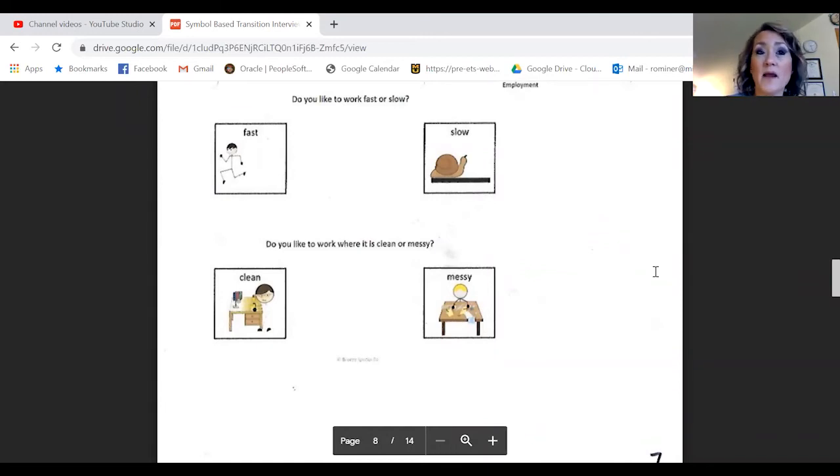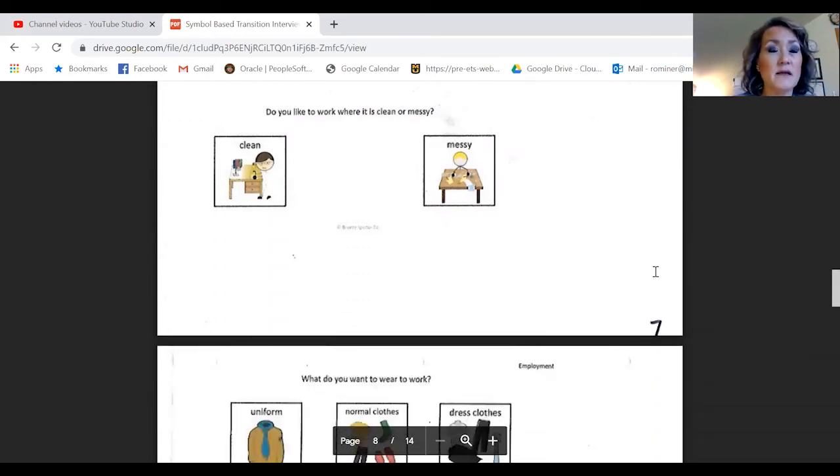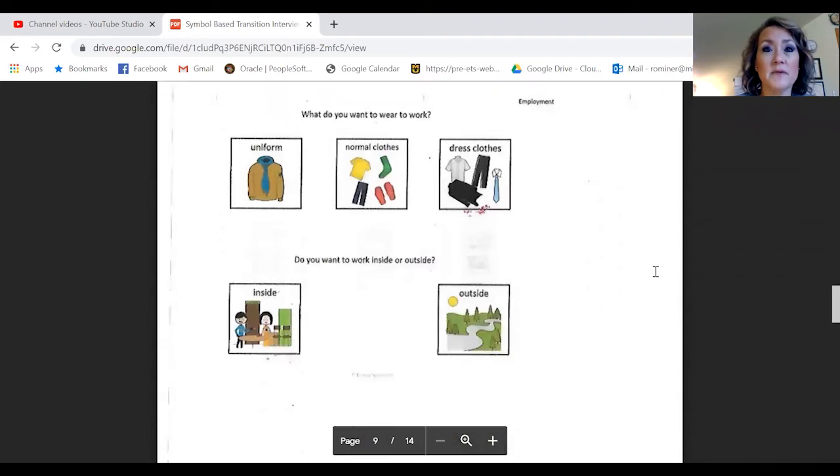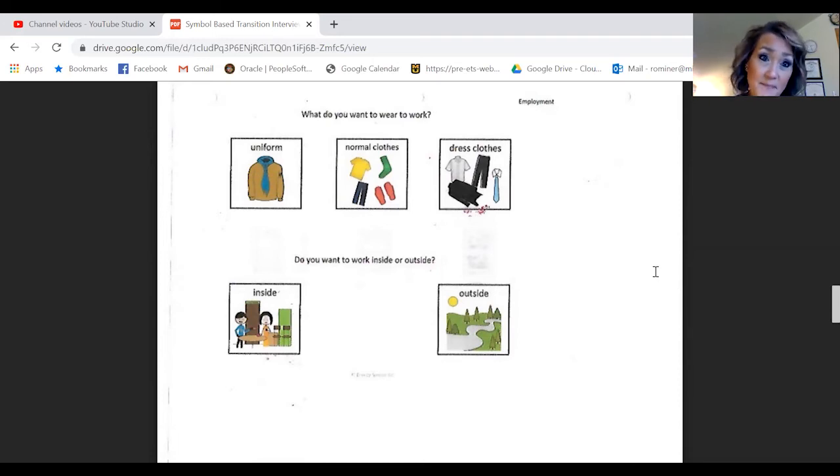A lot of jobs require working fast, and some jobs it's okay if you go slowly. You can help your student determine which one they like the best. Do you like to work where it's clean or messy? Some students are very particular about their work environment, and that could be important because if they don't like messy, they don't want to work somewhere where it's messy.